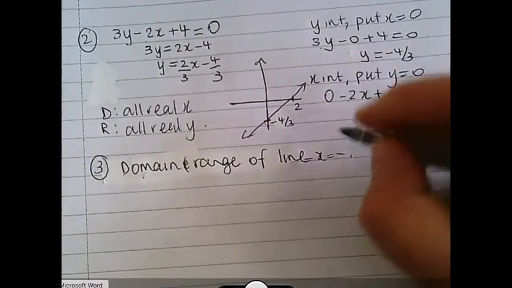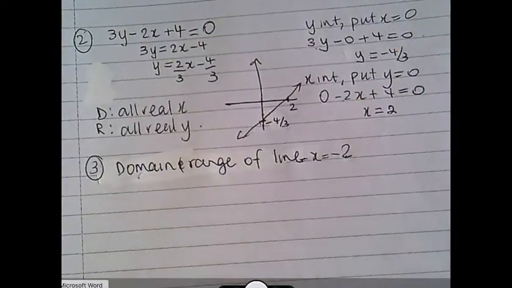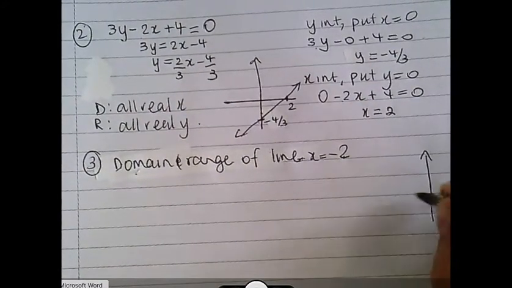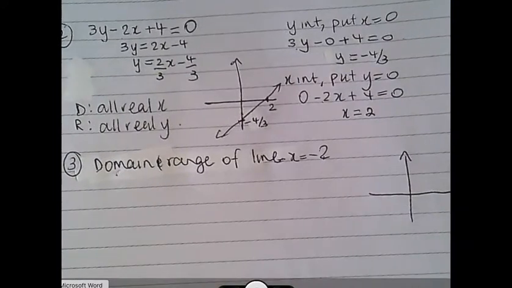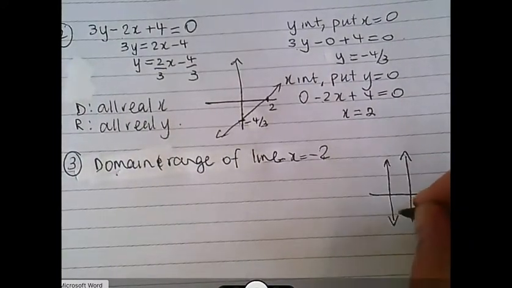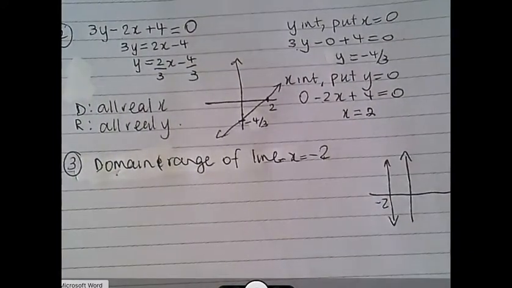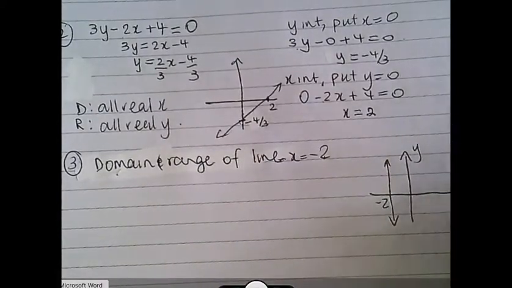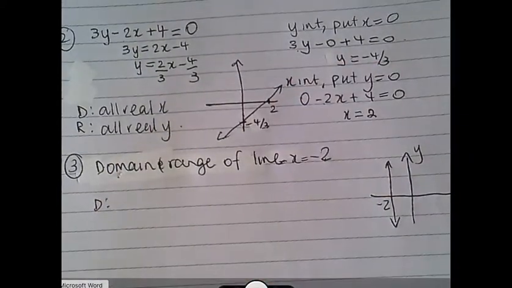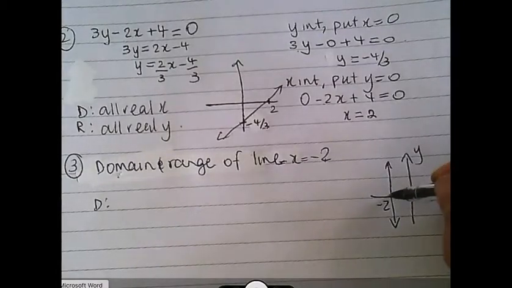X equals -2. So find the domain and range of the line x equals -2. What does that look like? Vertical line. We did some of these the other day. Yep. What's the domain? What's the range? The domain: what values of x do you seem to have?